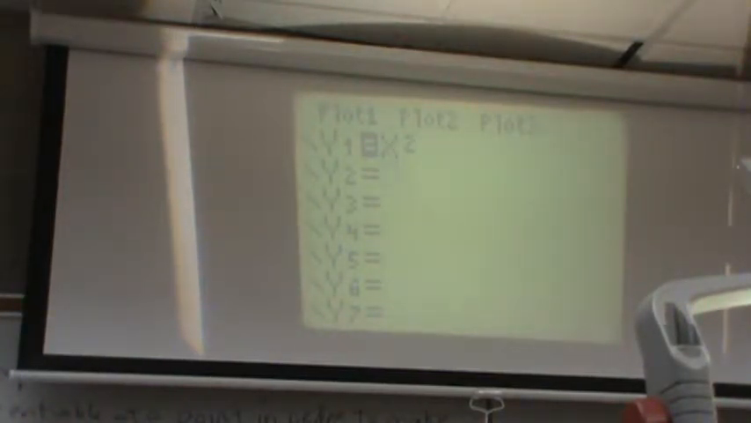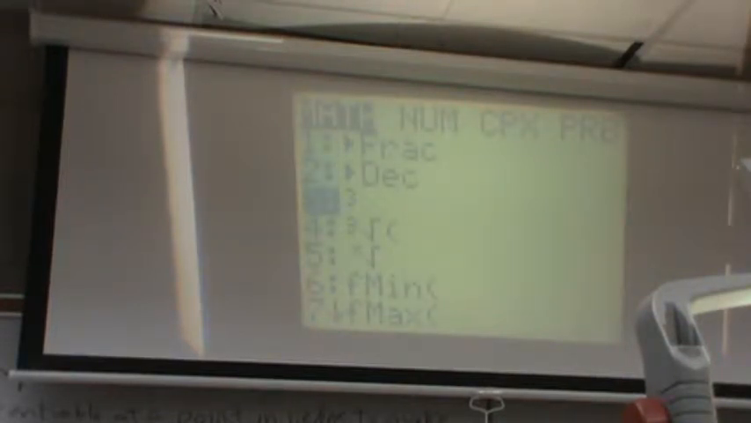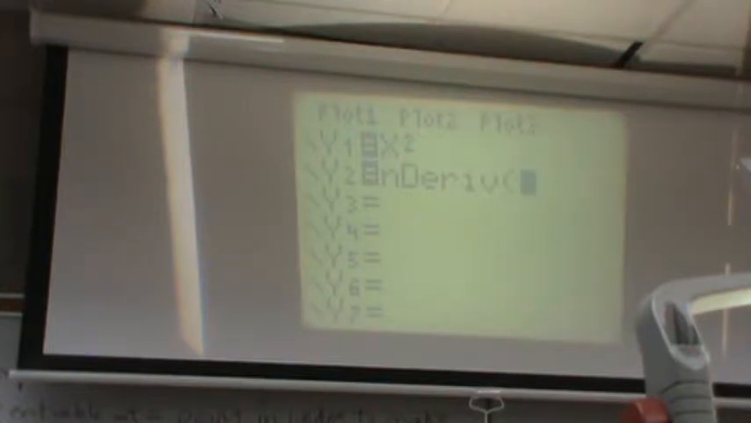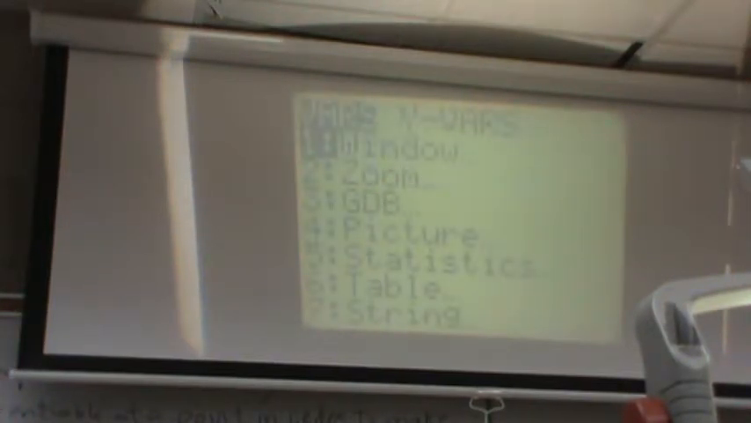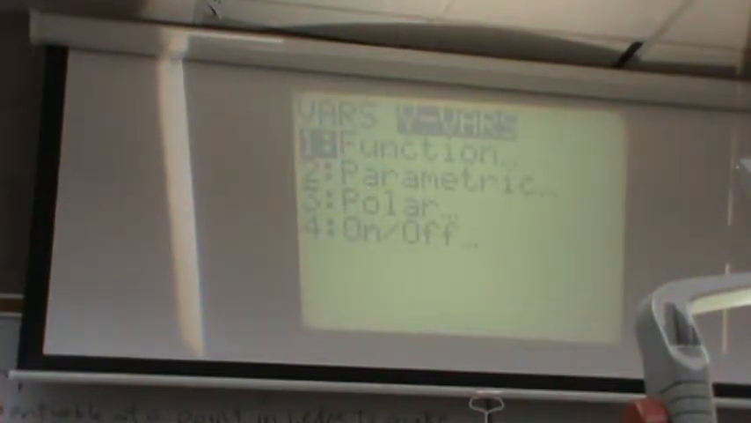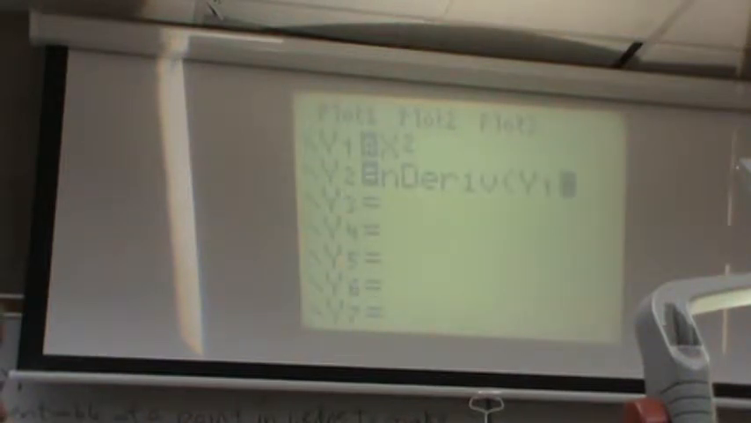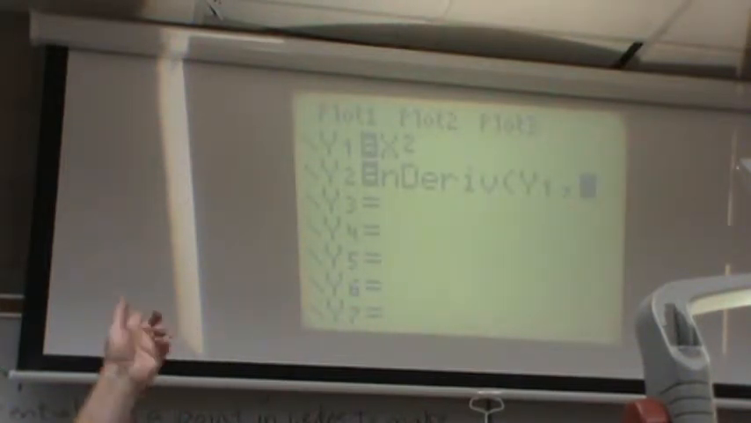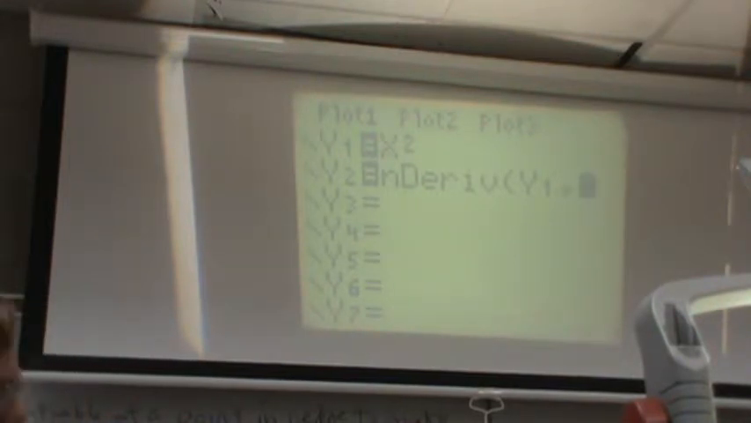Well, I would do the same thing. I would do math and then go down until I hit nDeriv. Okay, and now I want to get the derivative of the function that's in y1. So I could actually just plug in x squared, and that would be easiest. But let's say that function was rather complex. Then I could go variables, Y-VARS, function, and then y1, and it'll actually put y1 there. That way I don't have to retype whatever crazy function I have in y1. So I press y1, and I'm going to take the derivative with respect to x.